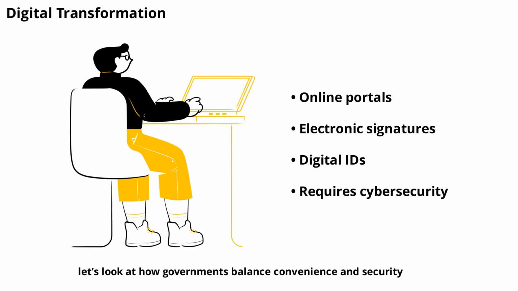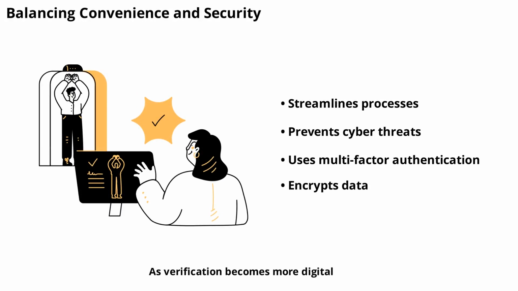Next, let's look at how governments balance convenience and security. As verification becomes more digital, governments must balance the need for convenience with the imperative of security. Streamlined online processes save time and resources, but they also open new avenues for cyber threats. That's why multi-factor authentication, encryption, and regular system updates are essential. By finding the right balance, agencies can offer efficient services without compromising data integrity.